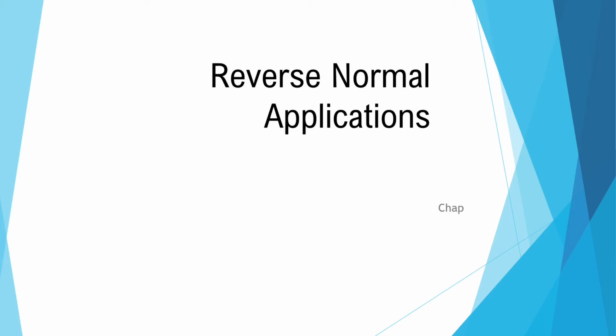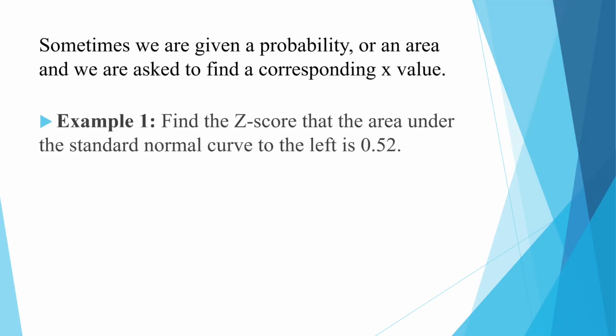Reverse normal applications. Sometimes we are given a probability or an area and we are asked to find the corresponding x value. Example 1. Find the z-score that the area under the standard normal curve to the left is 0.52.